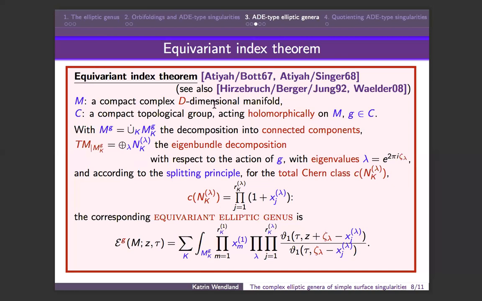So here's a nice formula, but we're in trouble because it doesn't apply to the setting that I was talking about. I want to apply it to the ADE type singularities, where the space is non-compact, and I wanted a non-compact group, namely C star.